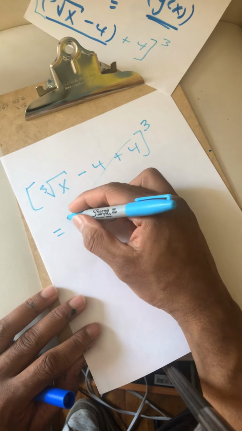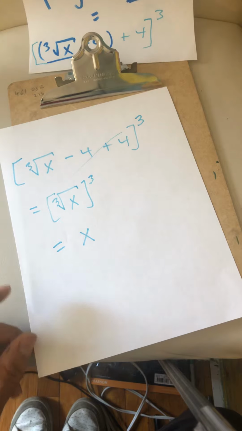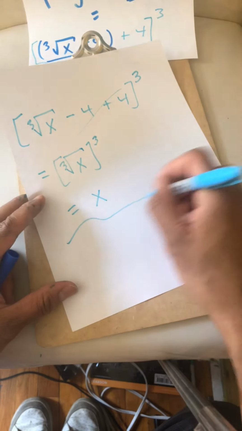Well, like we went over in class before, cubing something and followed by taking the cube root gets you back to what you started with, which is x. All right, and a similar process if you reverse the order, and this time you're taking G composite F, you're going to end up with x again. So let's do that quickly.